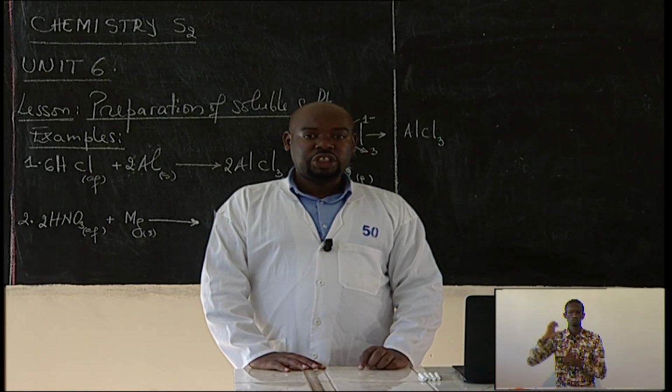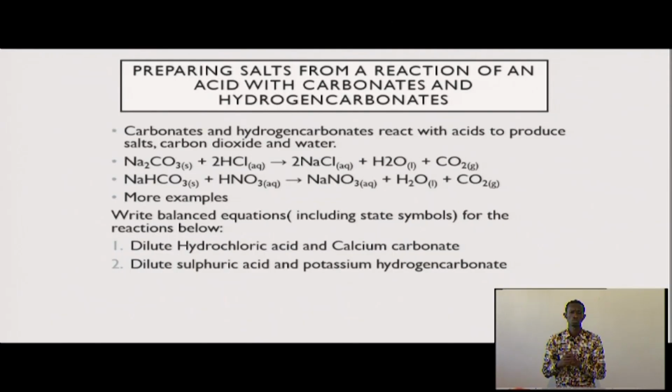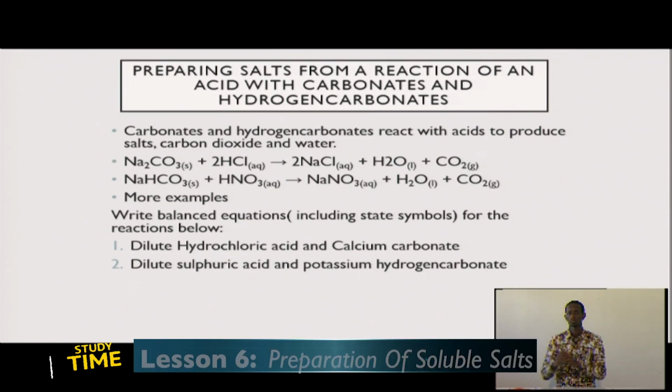Thirty seconds for each equation. Remember to include the state symbols.